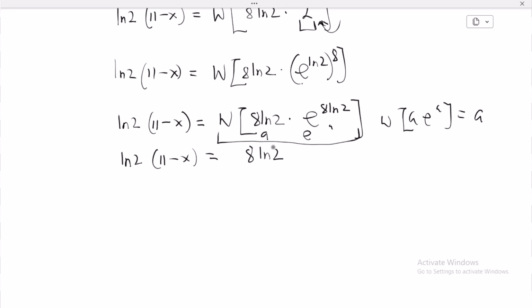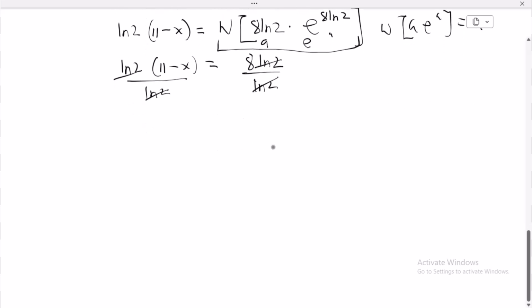Now, we can divide both sides by natural log of 2. So this natural log of 2 will take away this, and this will take away this one. And when we continue, we are going to have 11 minus x to be equal to 8. And in solving for x, we find out that x is equal to 11 minus 8, which implies x is equal to 3.